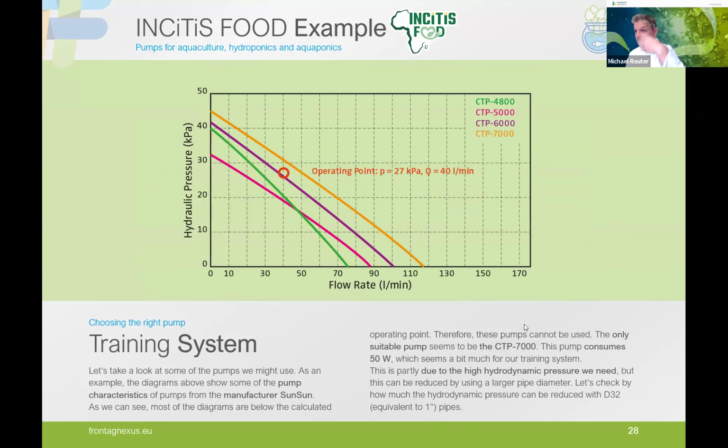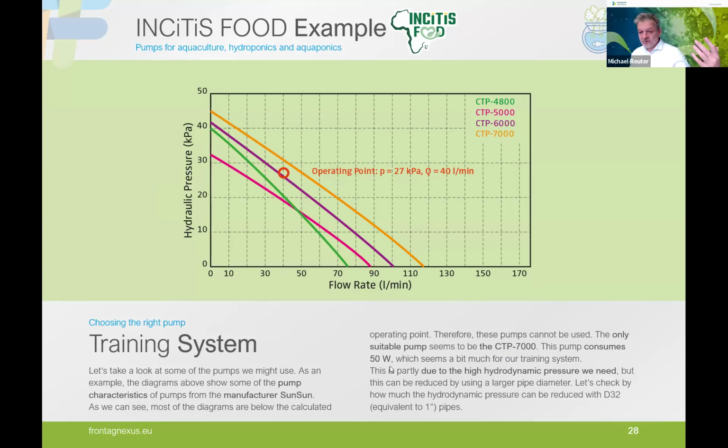And if you look at some pumps that we had in mind that we could probably use for our system, we found out that from the pumps with the different characteristics that we see here in our example, only one is above the calculated operating point. So only one of the pumps would be suitable. Only a quite large pump, the CTP 7000.